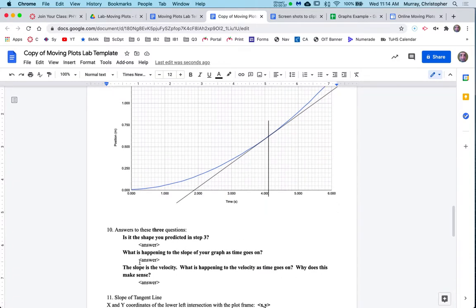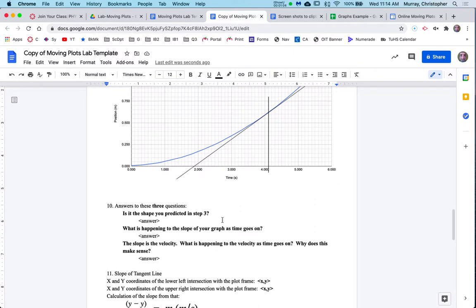And then talk about the slope. What's happening to the slope? There's a slope here, there's a slope there, there's a slope there. What's happening to it? Is it getting bigger? Is it getting smaller? And then remember, the slope is the velocity. So whatever's happening on this graph to the slope is happening to the velocity of the object. Does that make sense? Is what's happening to the slope the same thing that's happening to the velocity as that little glider goes down the plane? That's what we're getting at there.